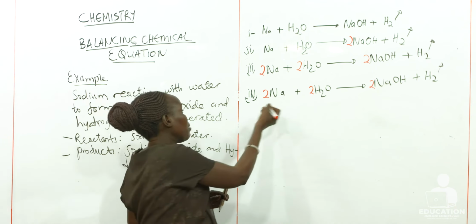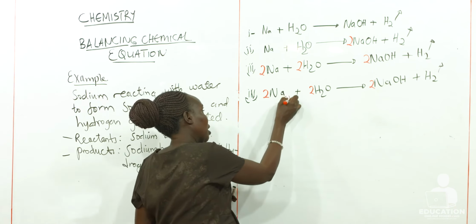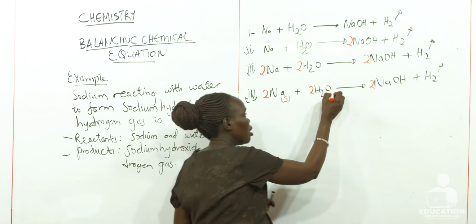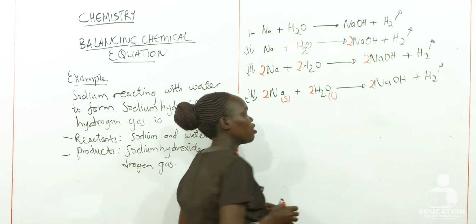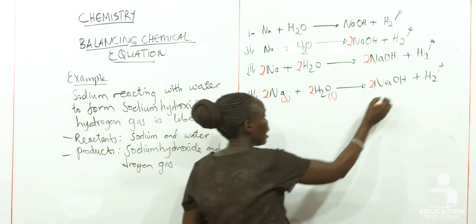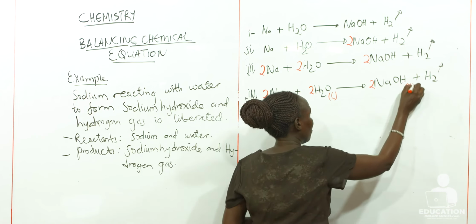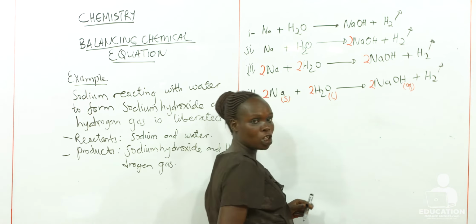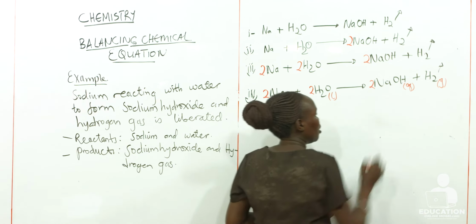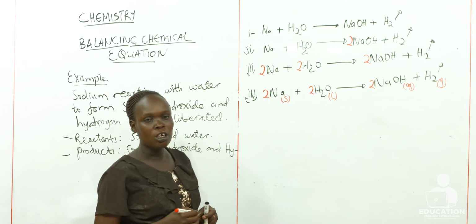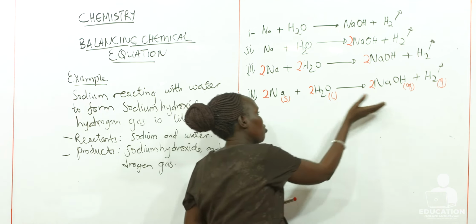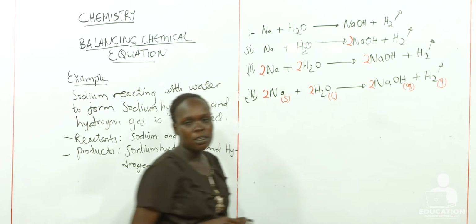For sodium, this is a solid and we represent it by small s. For water, is a liquid and we represent it by a small letter L. And for sodium hydroxide, this is an aqueous solution and we represent it by AQ. And also we have hydrogen gas as represented by G, which is a small letter. So we have seen that all these state symbols are all put inside a bracket.